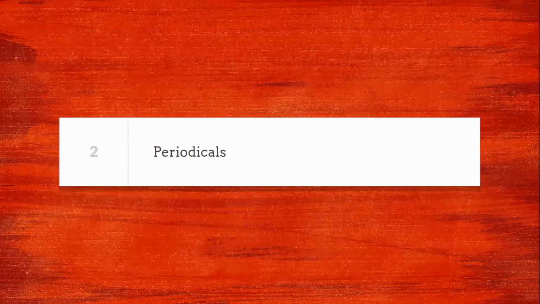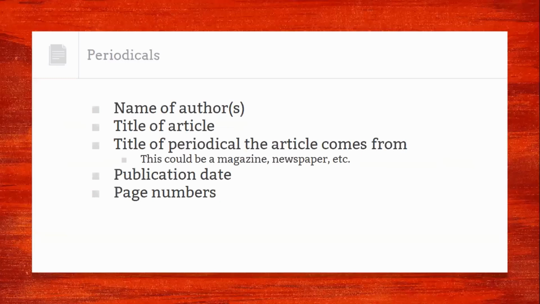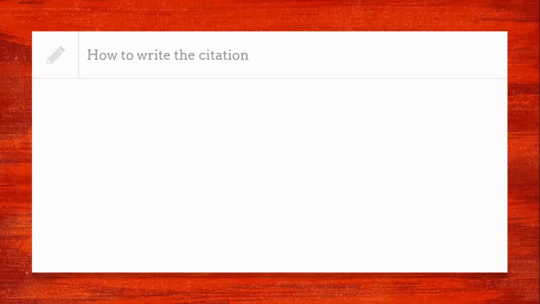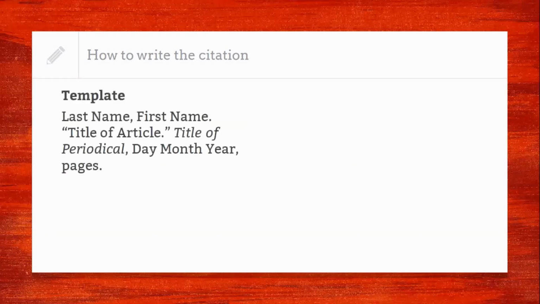Now we're going to go over periodicals. First off, it's important to know what a periodical is. A periodical is a type of source that is published, get this, periodically. This could include a magazine article, newspaper article, or other periodically published works. For a periodical, you will need the name of the author or authors, once again, the title of the article, the title of the periodical the article comes from, this would be the magazine or newspaper name, the publication date, and the page numbers.